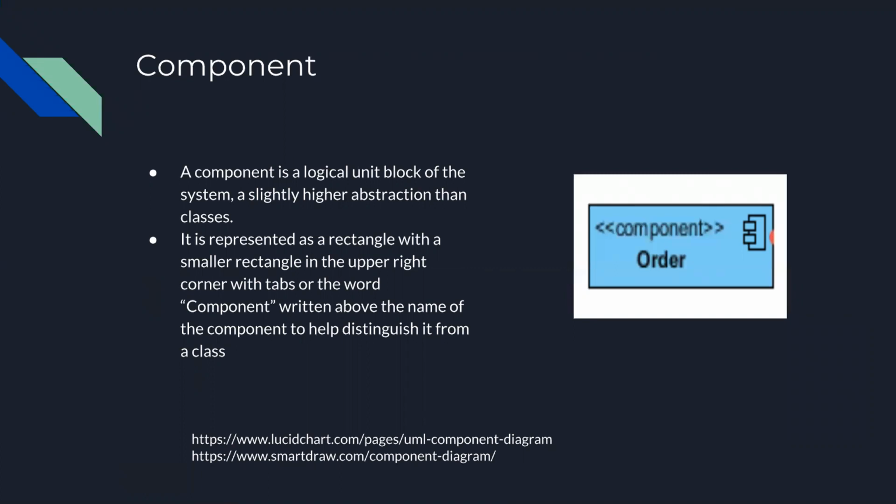Here we have a little representation of a component. This representation has all of the different parts of a component. It has the small rectangle with the tabs on the right corner and the word component written on top of the name of the component.